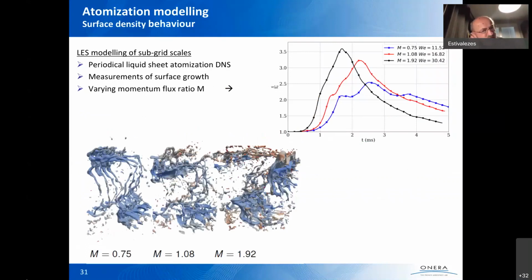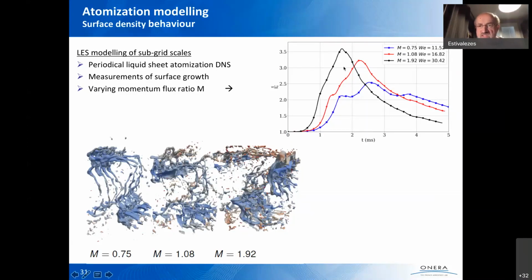So we have begun by doing some 3D DNS simulation of a periodic liquid shear sheet. Here we have made some parametrical study. M is the momentum flux ratio, and we try to understand how the surface density is evolving during time.